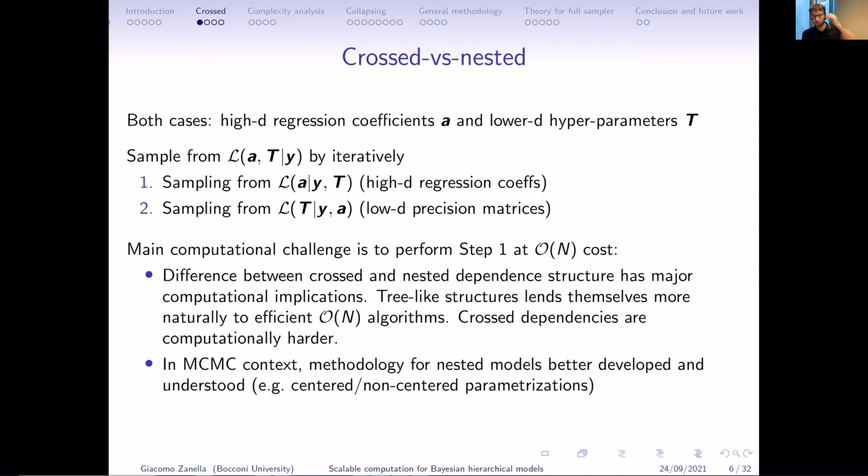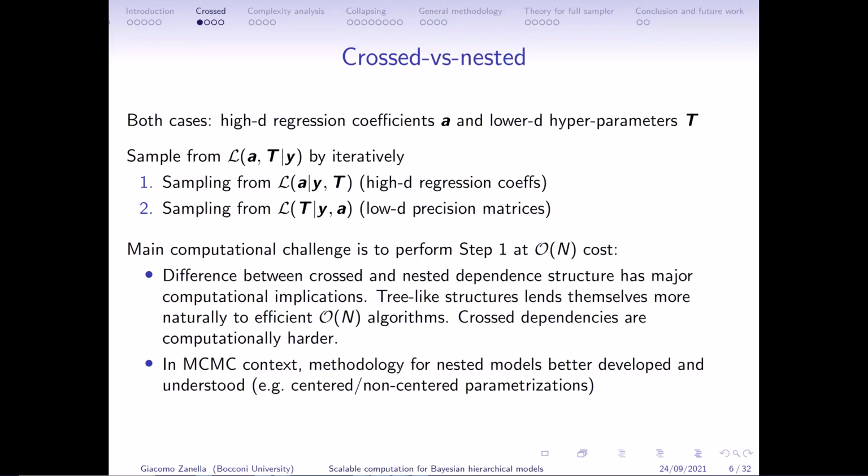The algorithms I'm going to be talking about work by iteratively sampling from the high-dimensional regressions given the hyperparameters, and the hyperparameters given the high-dimensional regression. So that's a typical scenario. And the main computational challenge, the first one, is actually sampling from the high-dimensional regression coefficients at order n cost, where n is the number of data points.